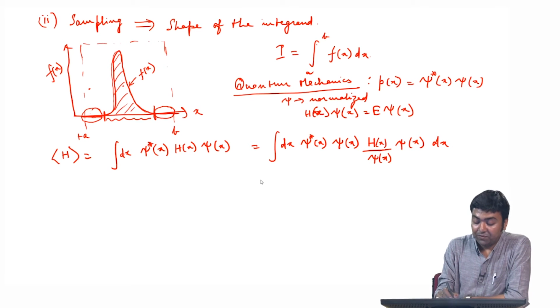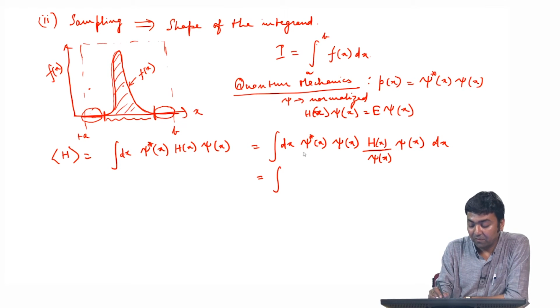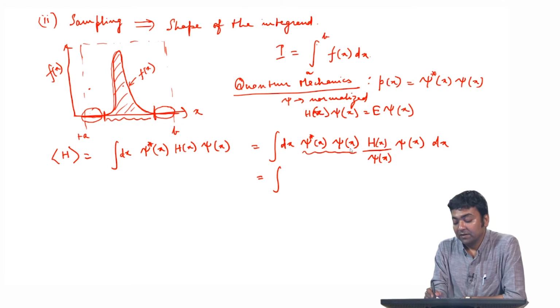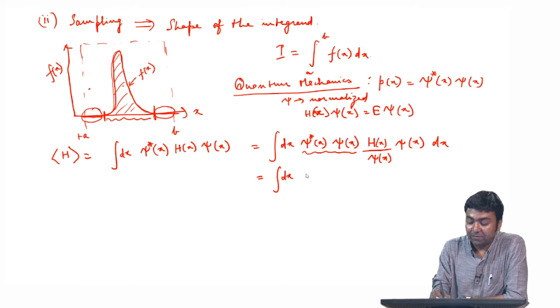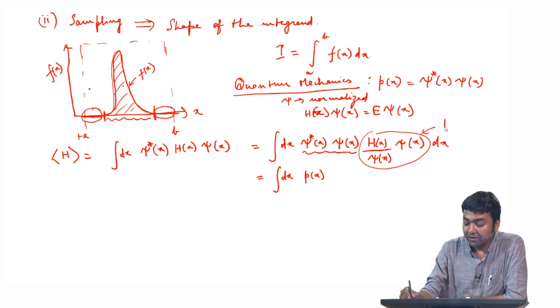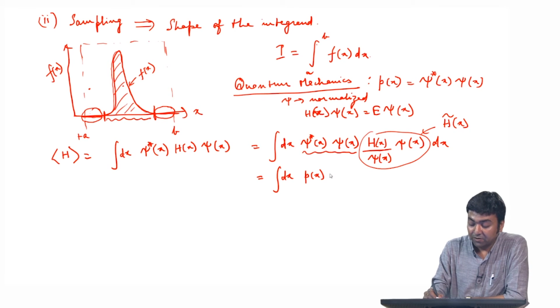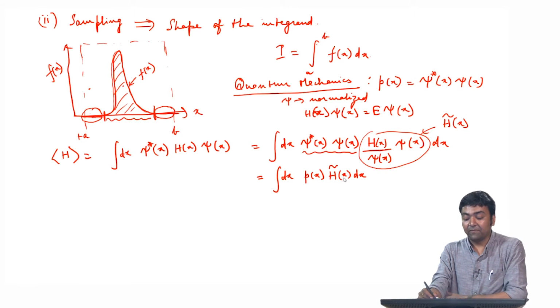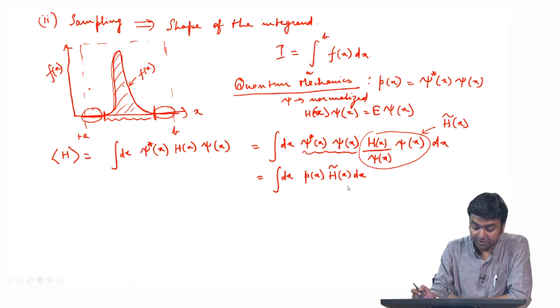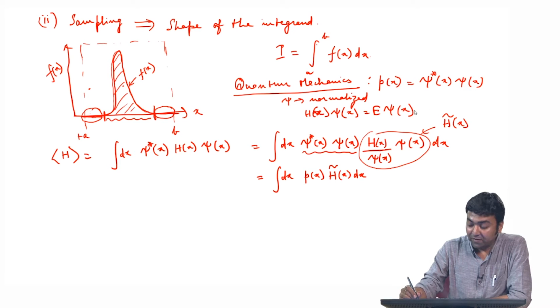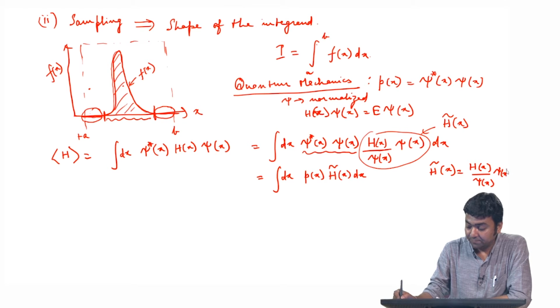Okay. So, this I can rewrite in the following form. If you look at this one, psi star x psi x is nothing but my probability distribution function p x, and then this part I call H tilde x. So, my integrand is now a modified function which is given by p x H tilde x. I am just writing the H tilde x clearly. So, I have H x psi x over psi x.